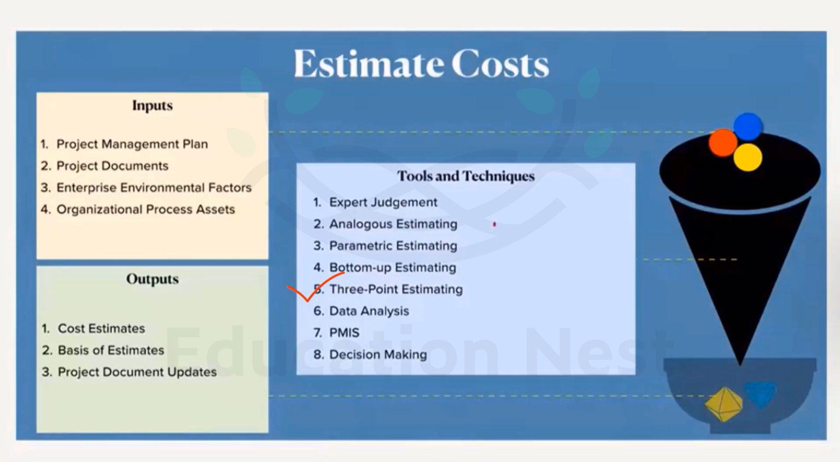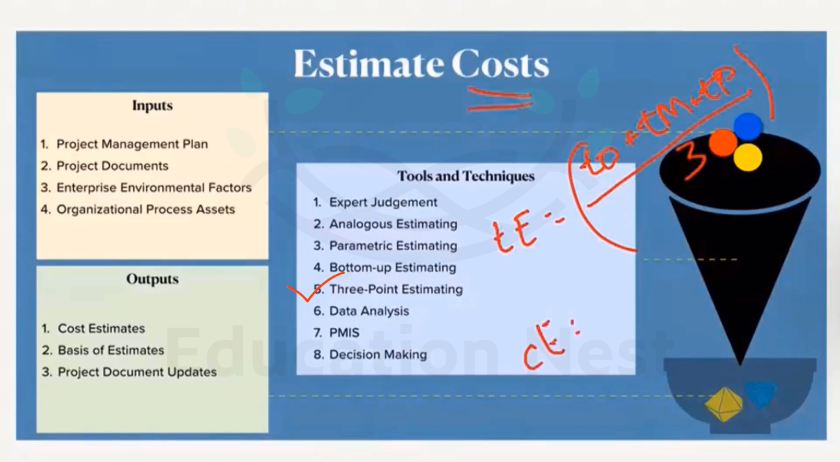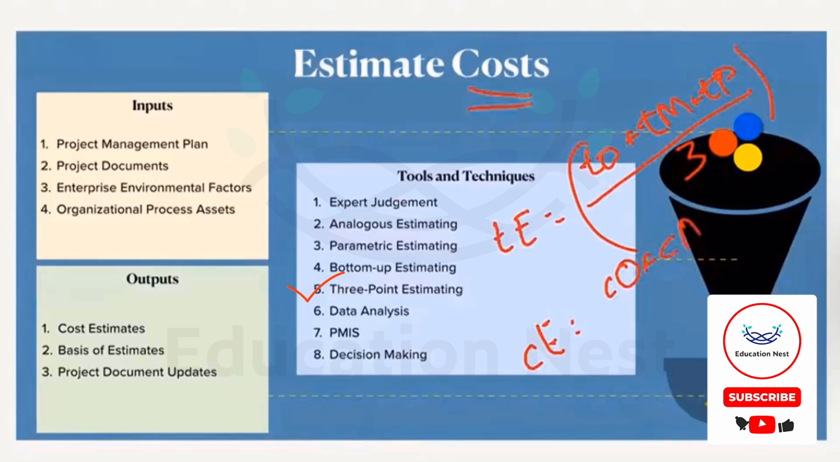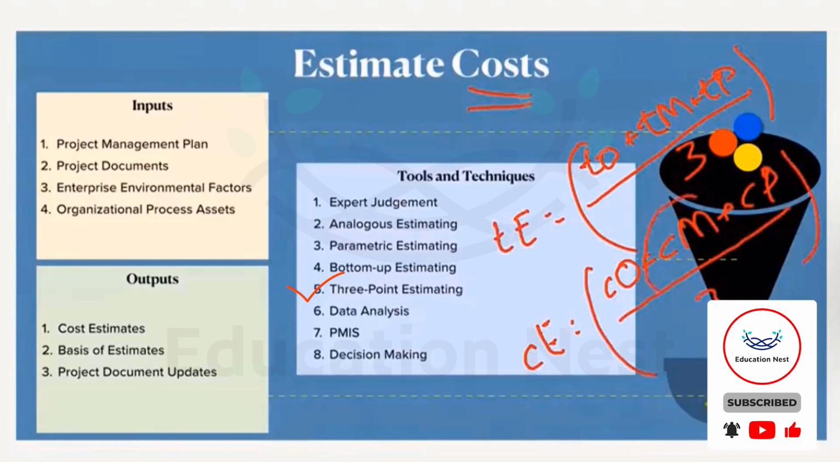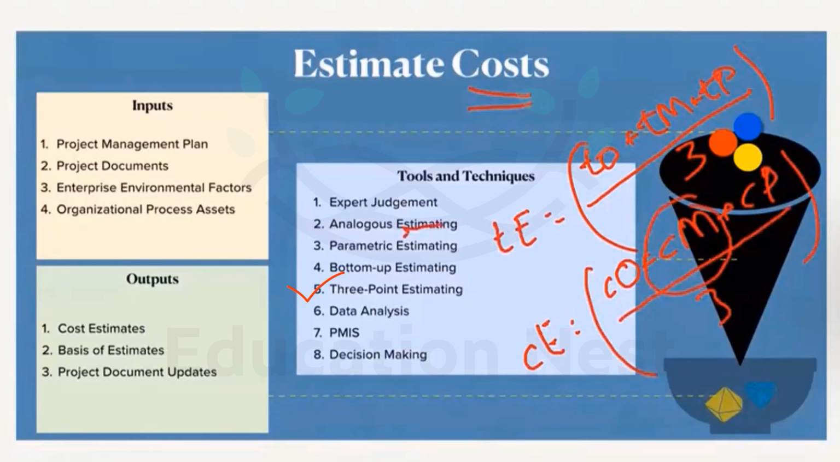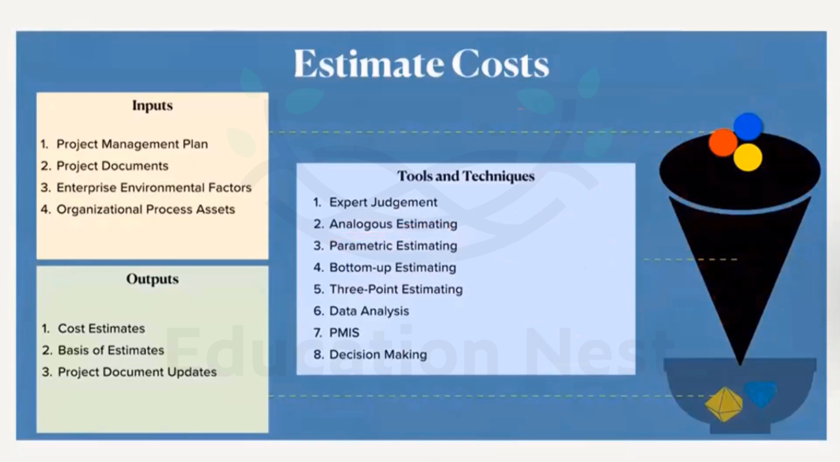if you remember, the 3-point estimating was an average: TE equals TO plus TM plus TP by 3. So this was for the scheduling, but here, because we are talking about the cost, CE is equal to CO plus CM plus CP by 3. So CM is nothing but the estimation that we have done from the past experience, and CO is the worst case scenario, and CP is the best case scenario. Okay, what else do we have?